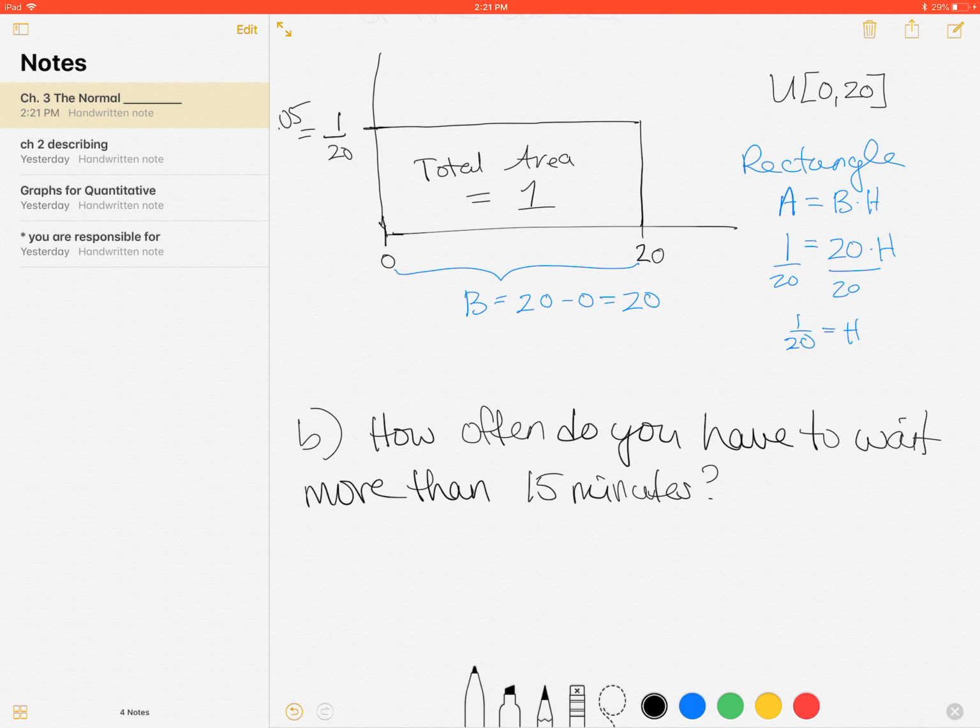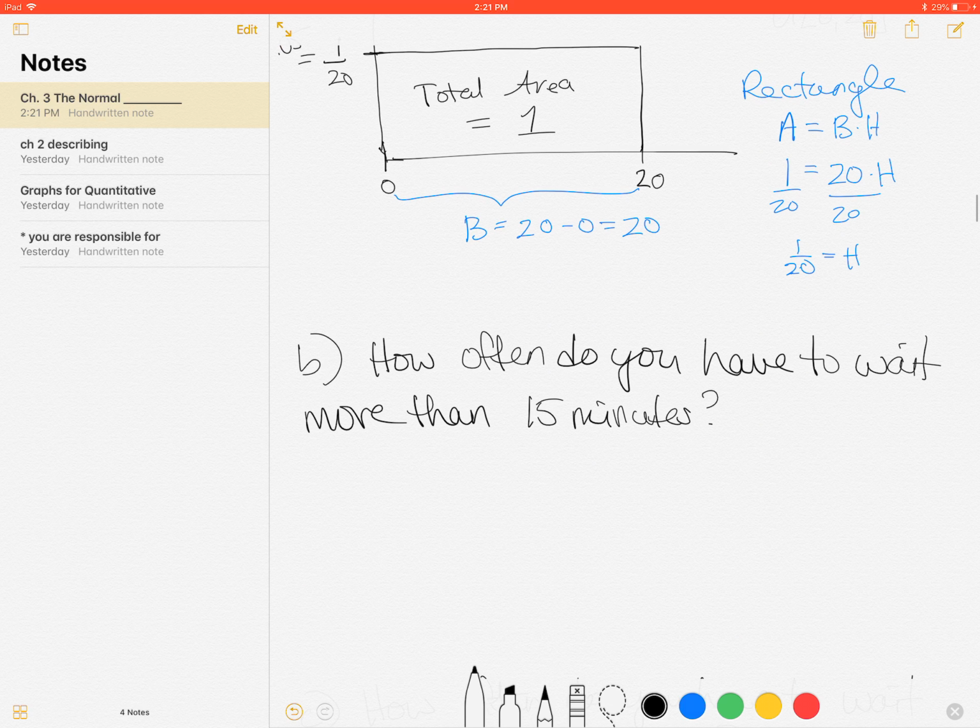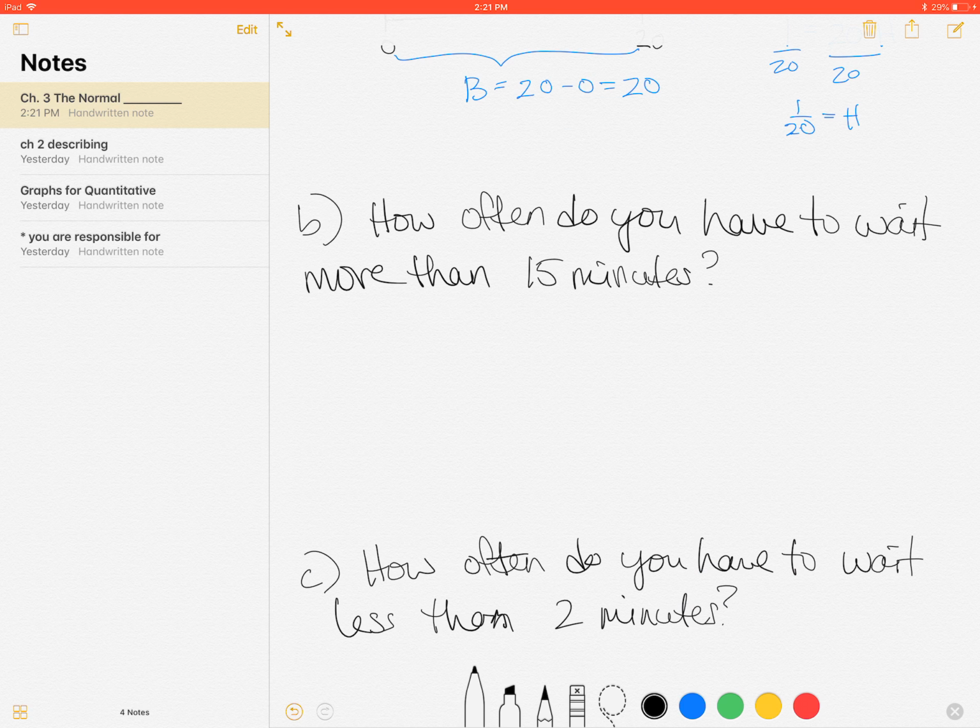So part B says, okay, how often do you have to wait more than 15 minutes for the bus? So what I'm going to do, I'm going to redraw this picture really quick. 20, 0, 1/20. 15 is roughly here. And so what I want is more than 15. More than 15 is 15 to 20.